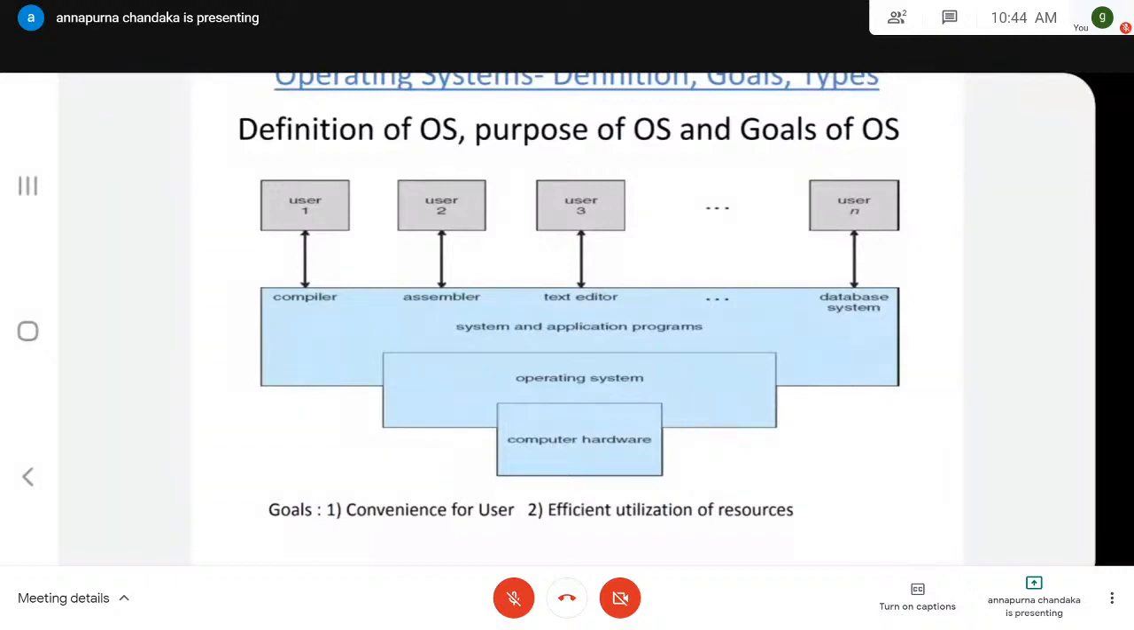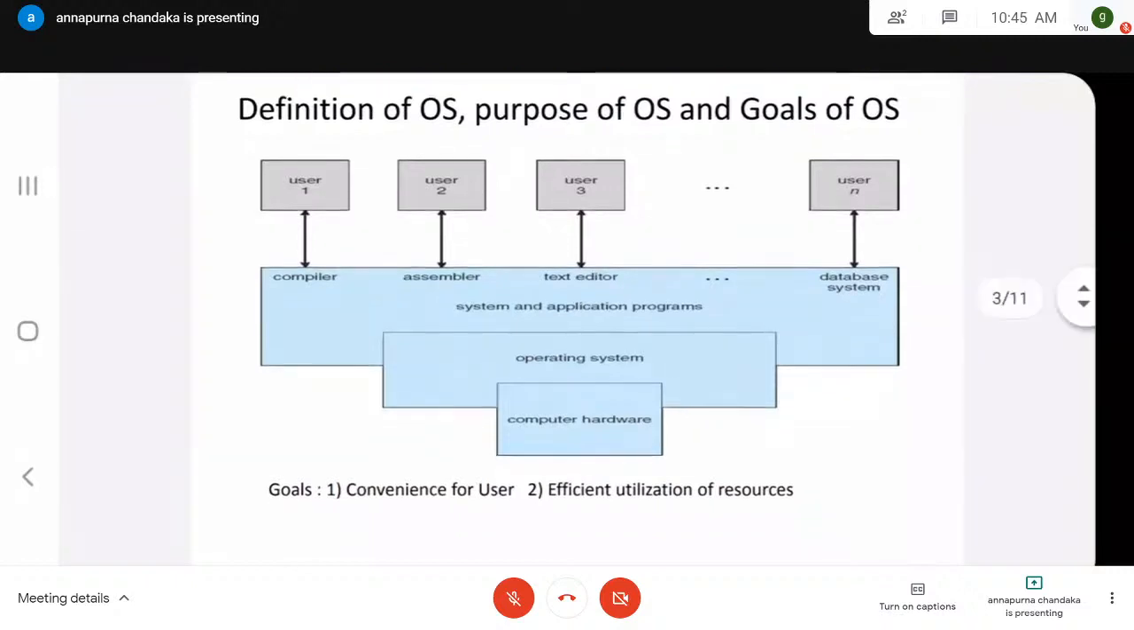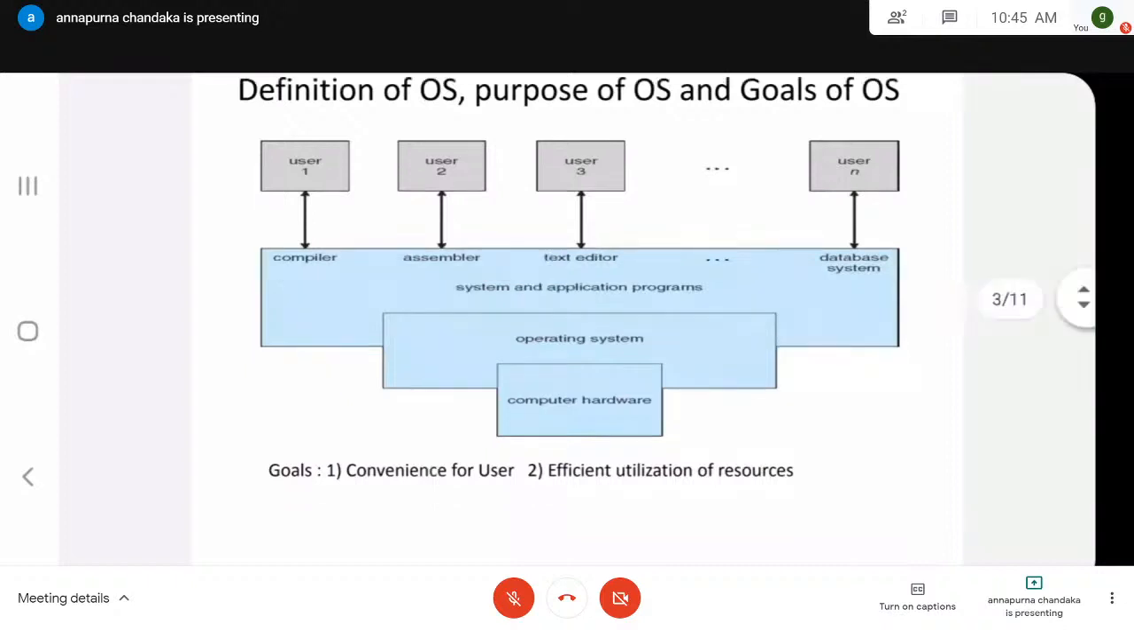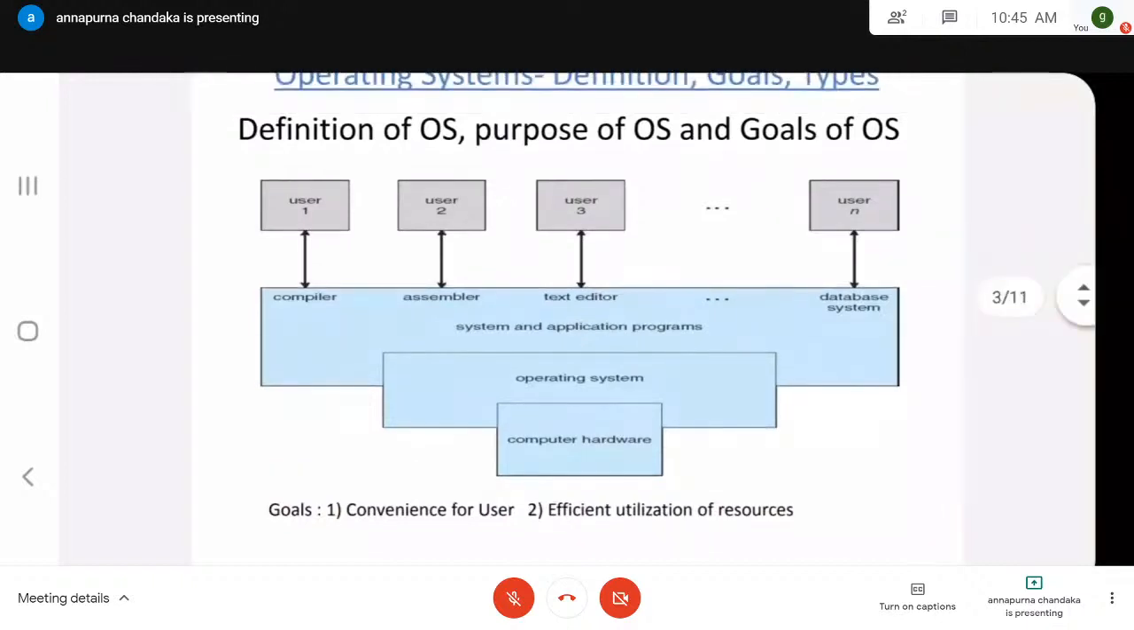So the fourth definition of an operating system is that an operating system can be viewed as a control program. That implies whatever set of resources there are in your computer system, every resource is under the control of the operating system. So first of all, the operating system can be viewed as a control program.